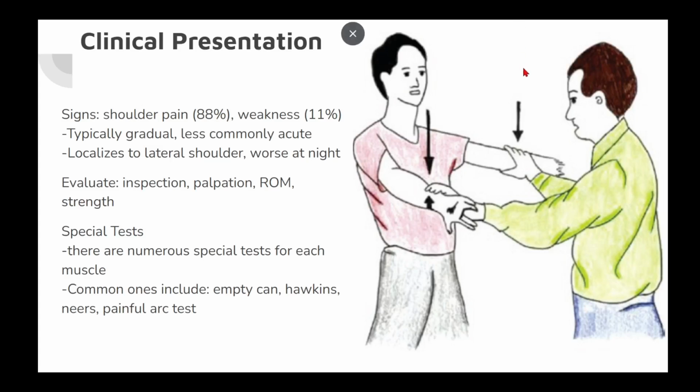On the right side of the screen, we see an illustration of the empty can test. The patient has flexed his shoulders forward to about 90 degrees with the elbows extended. His thumb is pointed towards the floor, and then he is externally rotated about 30 degrees. He is pushing up towards the ceiling while the examiner is resisting that upward motion, which is essentially firing his supraspinatus tendon. In the case of our patient, this was positive.